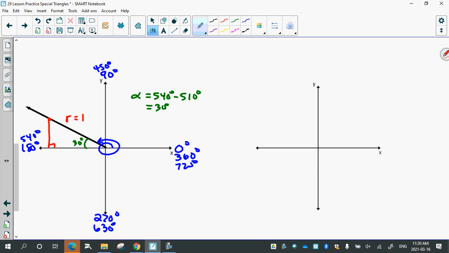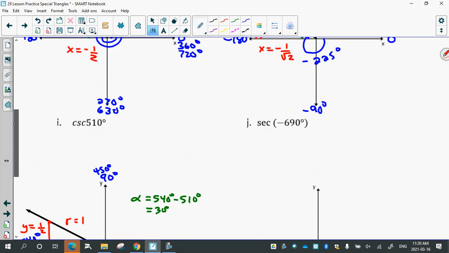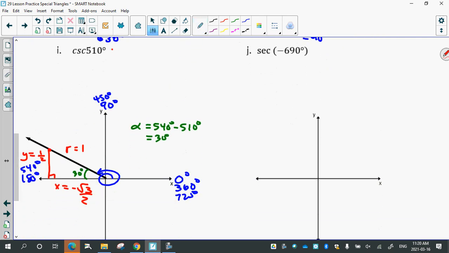What do you think x is? Yes. And y is 1/2. Good. All right, so then we want to find the cosecant, which is the r value divided by the y value. So 1 over 1/2, which is 1 times 2 over 1, which is 2. And then you can use the cosecant as 1 over sine identity. Check your answer. Make sure you get 2.